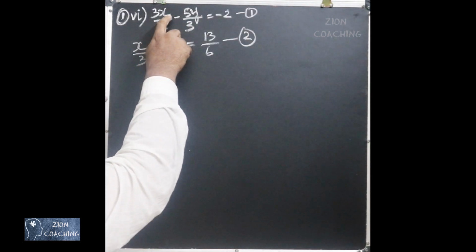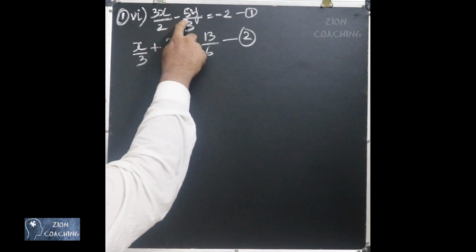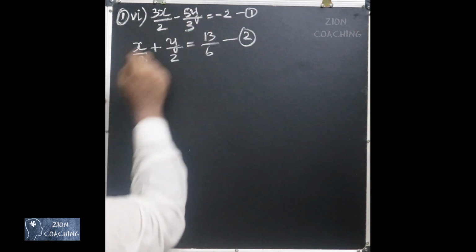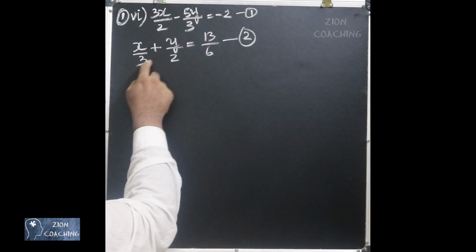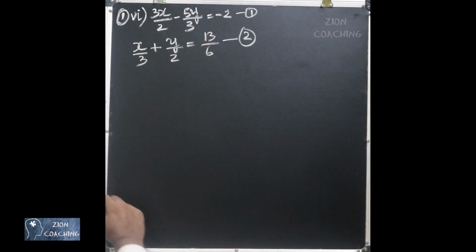They have given two equations, 3x by 2 minus 5y by 3 equal to minus 2, x by 3 plus y by 2 equal to 13 by 6.